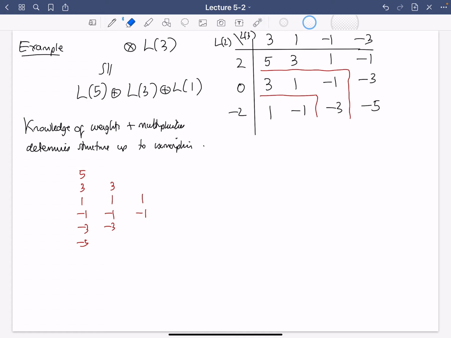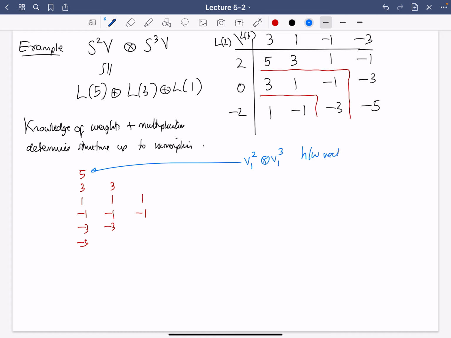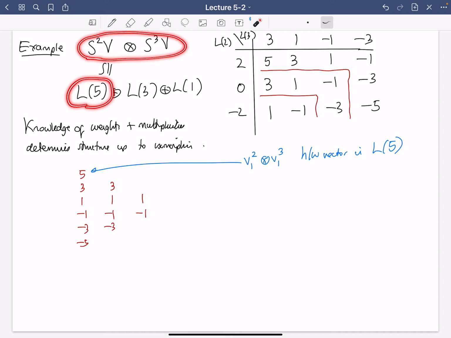If I go to the explicit realization of these, this is the symmetric square of the natural module and the symmetric cube of the natural module. So then this 5 weight space, I can see exactly what it is. It's v1 squared tensor v1 cubed. That'll span that 5 weight space. And this is going to be exactly the highest weight vector in that summand L of 5 of this tensor product.